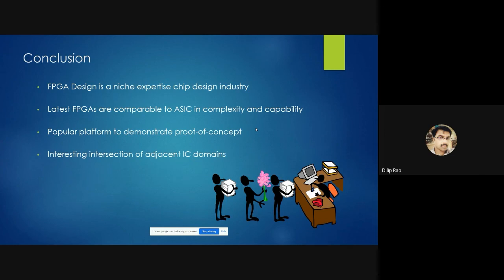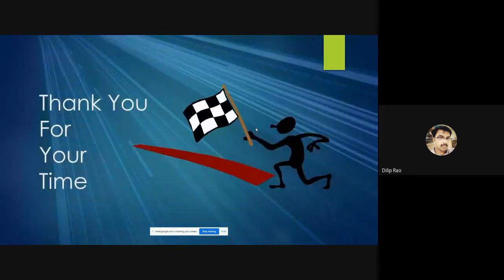So, as a conclusion, FPGA design is a very niche expertise in the chip design industry. It's a good skill to have. Latest FPGAs are comparable to ASICs in complexity and capability. It's a very popular platform to demonstrate proof of concept and to unlock potential investment for an ASIC design. It's an interesting intersection of various adjacent IC domains, as I said: verification, validation, software. All these domains come into play here to make a successful prototype of a design.